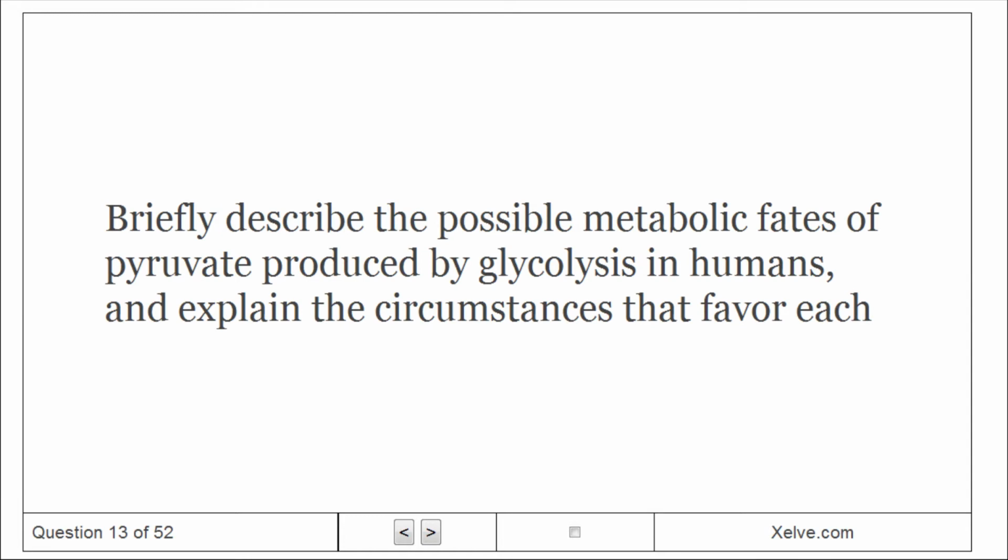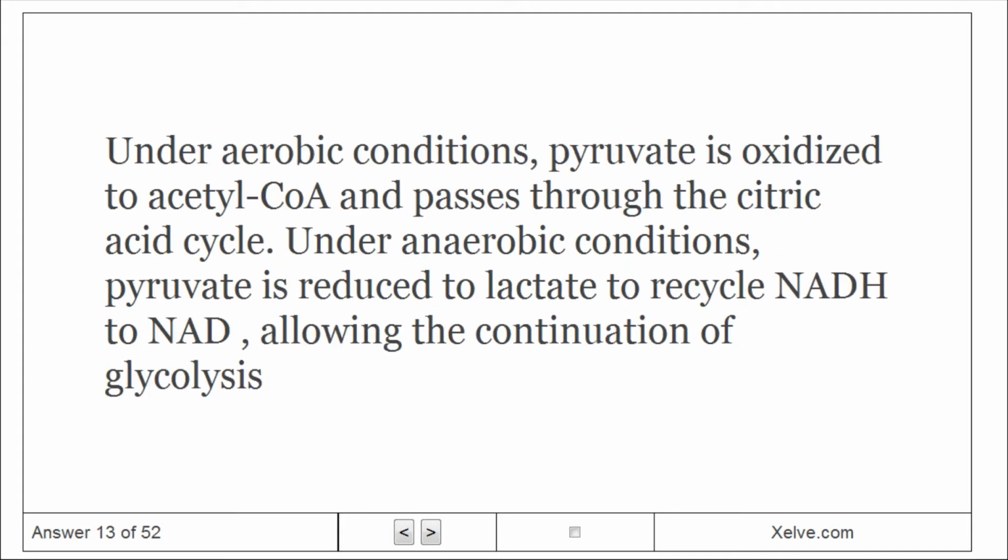Briefly describe the possible metabolic fates of pyruvate produced by glycolysis in humans and explain the circumstances that favor each. Under aerobic conditions, pyruvate is oxidized to acetyl-CoA and passes through the citric acid cycle. Under anaerobic conditions, pyruvate is reduced to lactate to recycle NADH to NAD+, allowing the continuation of glycolysis.